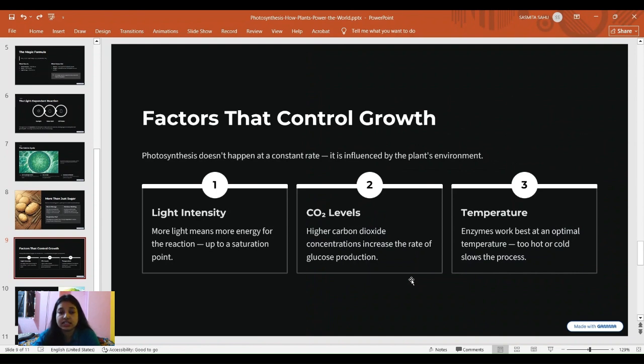So these three points, that is light intensity, carbon dioxide levels, and temperature, are the three factors that control and influence plant growth. We have to maintain a particular level to increase the plant growth.